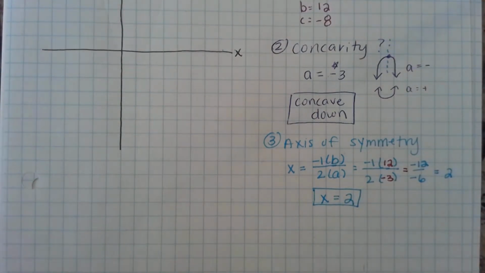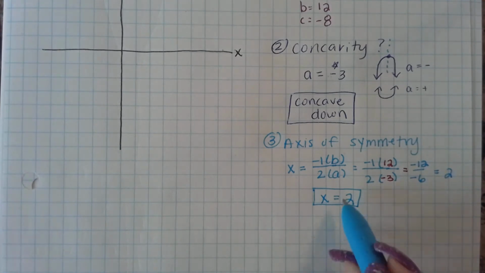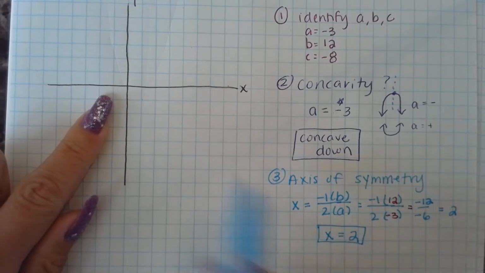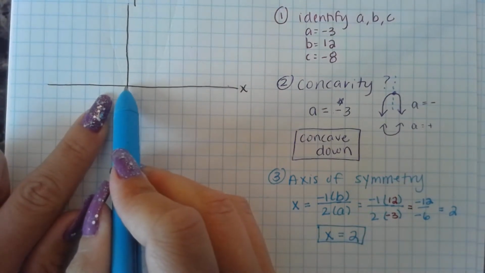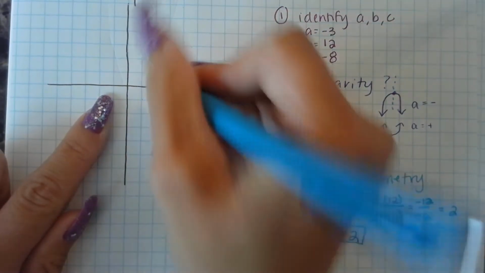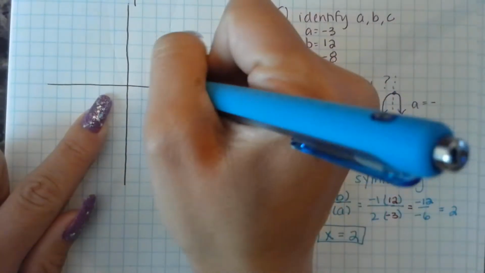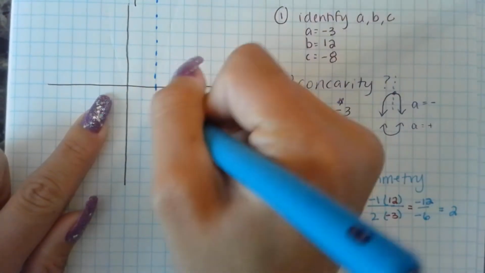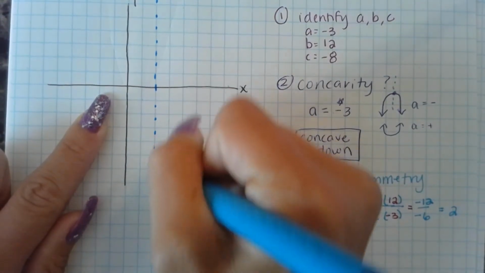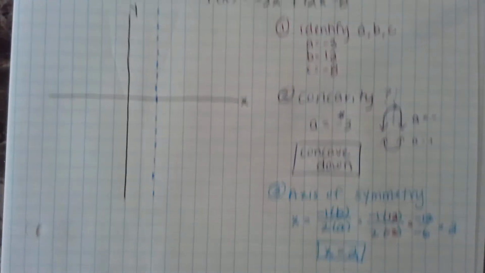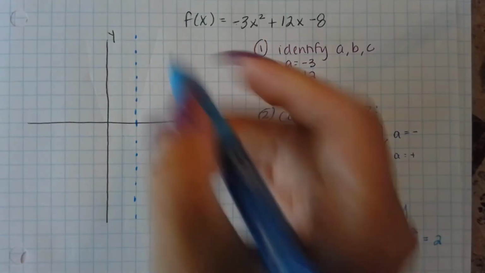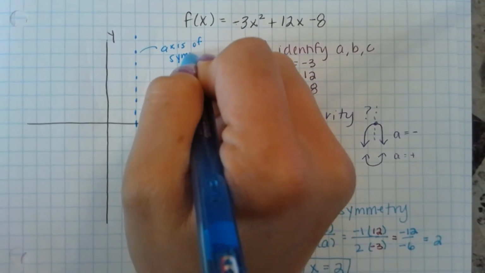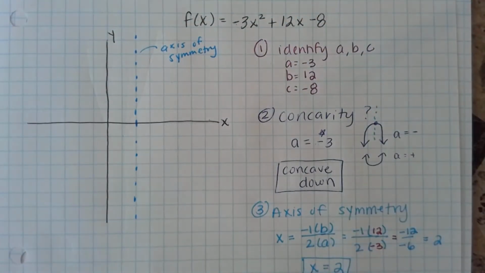All right. Now, let's go ahead and put our axis of symmetry on our graph. So if we know it's a positive 2, we're going to come to our origin, go over 1, 2, and we're going to put our dotted line right here. Okay. So now we have our axis of symmetry right here. And I'll even just write axis of symmetry, so we remember what exactly is going on here.